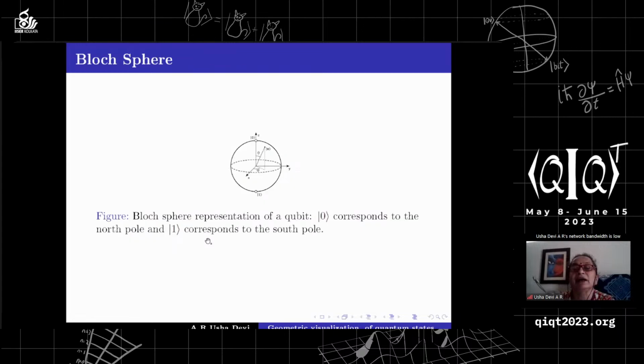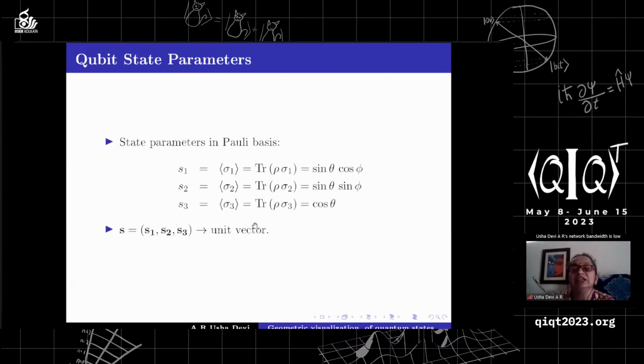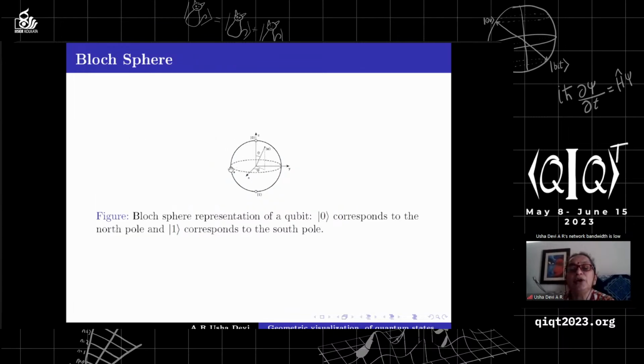In such a case, S1, S2, S3 do not correspond to a unit vector, but to a vector with normalization less than 1. So we have a representation of mixed states as points inside the Bloch sphere.